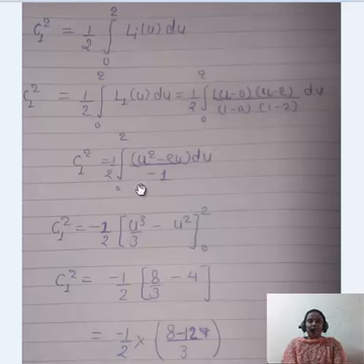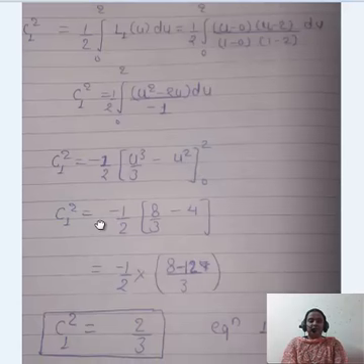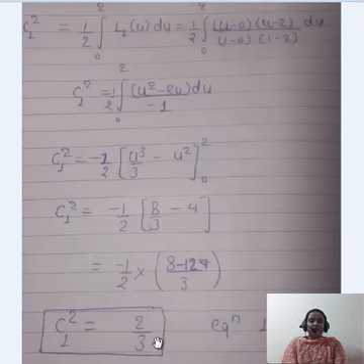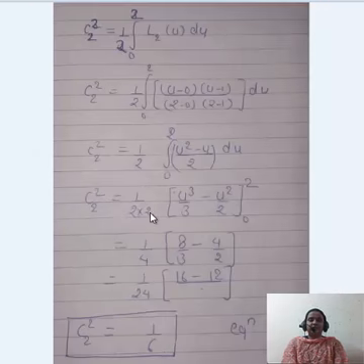So finally, solving this by integrating, we get c_1^2 is equal to minus 1/2 times (u^3/3 minus u^2) from 0 to 2. So finally we get c_1^2 as 2/3. Let's call this equation 1.2. In a similar way, we will find c_2^2. Putting in the same formula and integrating the same term, again we get c_2^2 equal to 1/6. Let's call this equation 1.3.